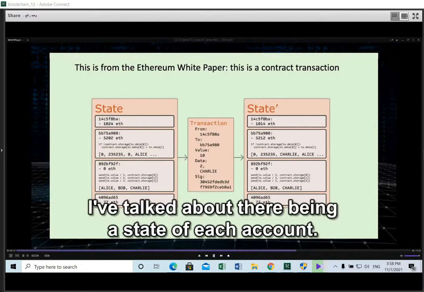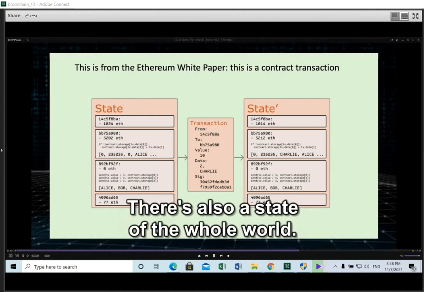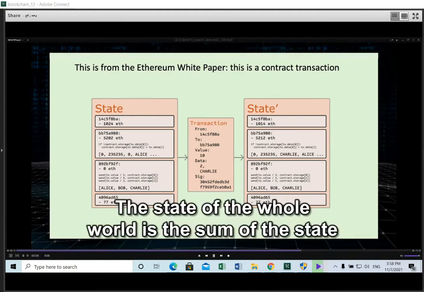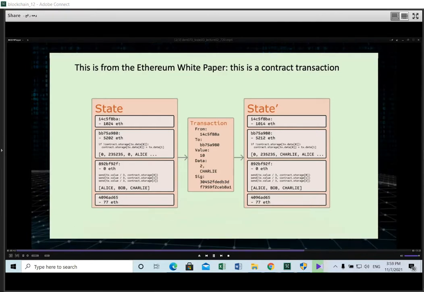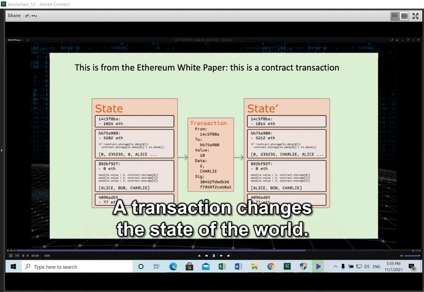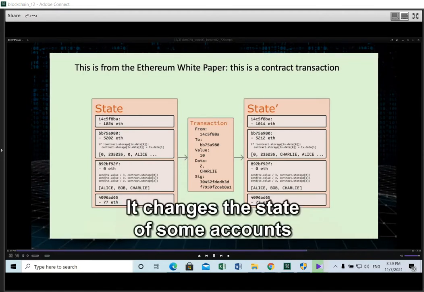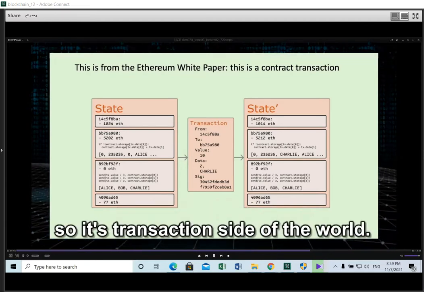So here's the transaction. Now, I've talked about there being a state of each account. There's also a state of the whole world. The state of the whole world is the sum of the states of all the accounts in the world. So a transaction changes the state of the world. It changes the state of some accounts, so it changes the state of the world.